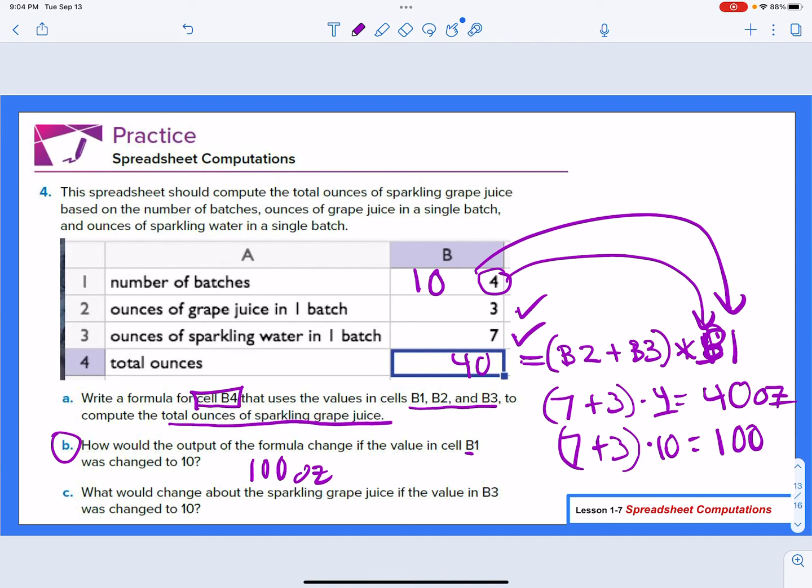What would change about the sparkling grape juice if the value in B3 was changed to 10? So if I change that to 10, what would happen to the sparkling grape juice? Well, we went from 7 to 10, so we're increasing the water. When you increase the water, you have a more watery drink and less grape juice. So it's a little more watery, maybe less sweet, maybe not as flavorful, because you're adding more water than juice.